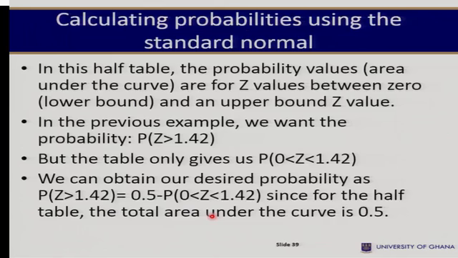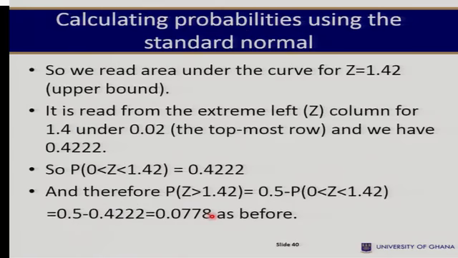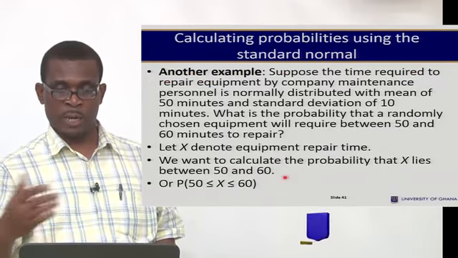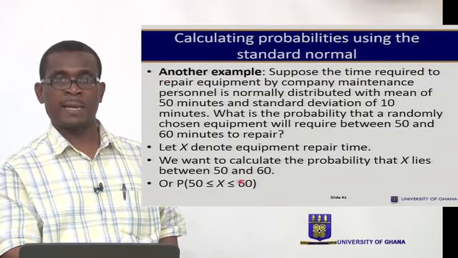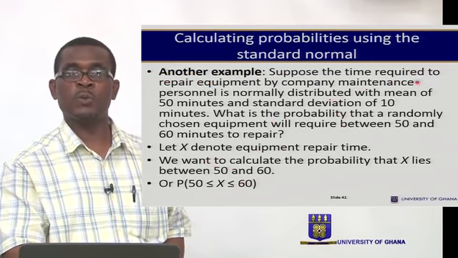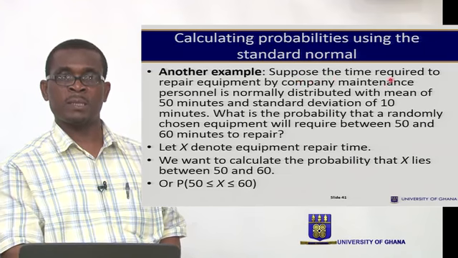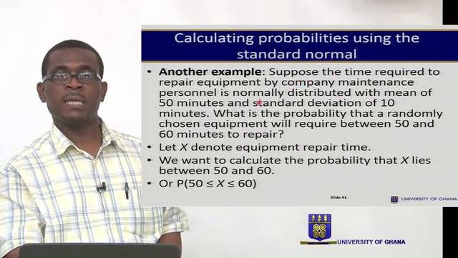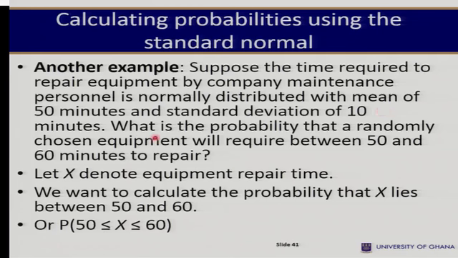Now let's move on because we don't have a lot of time, and I've solved quite a number of examples, okay? And you will see how to read it. I'll illustrate. So let's take another example. This question says that suppose the time required to repair equipment by company maintenance personnel is normally distributed with a mean of 50 minutes and standard deviation of 10 minutes. What is the probability that a randomly chosen equipment will require between 50 and 60 minutes to repair?